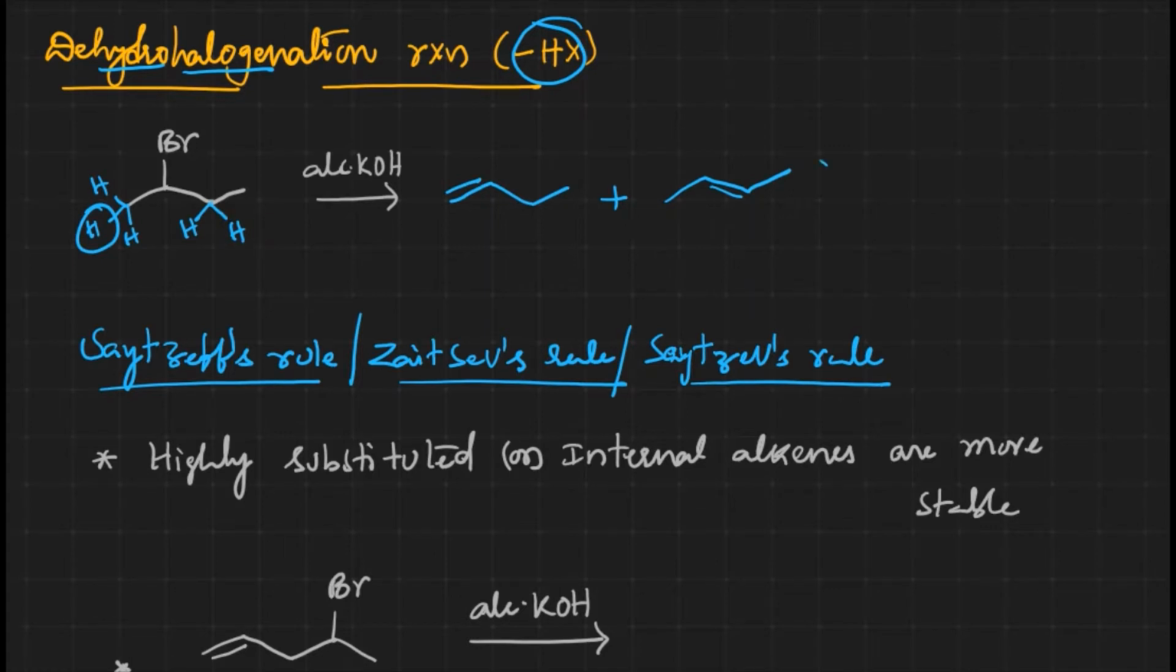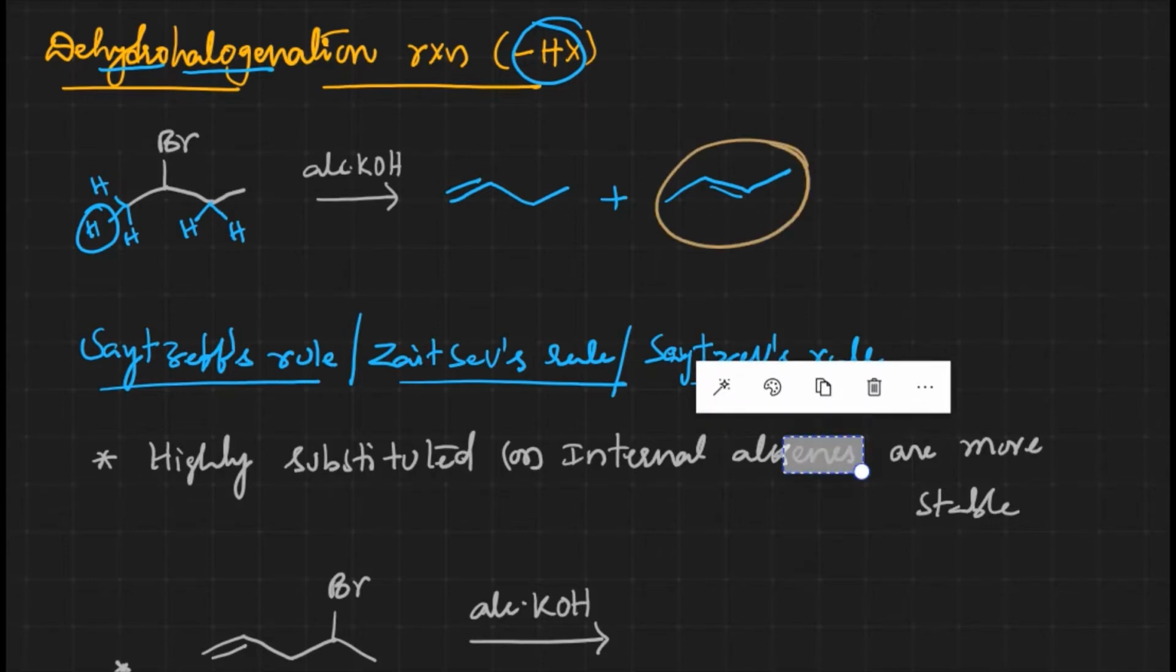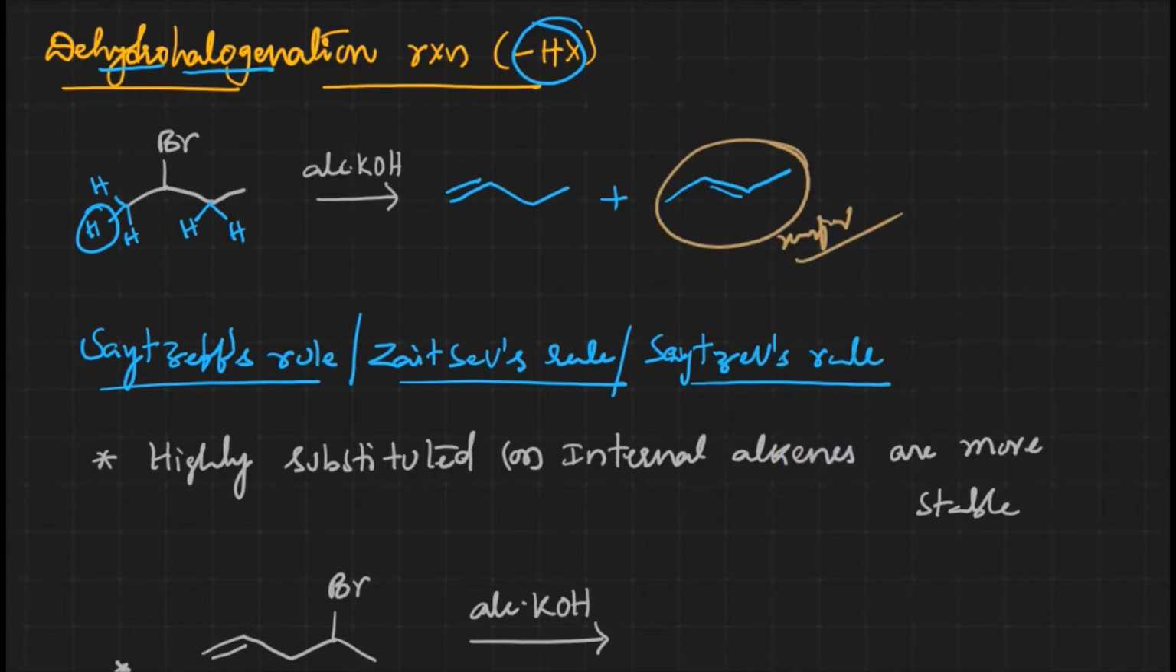Now out of these two, which is going to be the major one? We can't say simply. There is a rule which will explain which is going to be the major one. We have seen the Markovnikov rule, anti-Markovnikov rule, and all those things. Similarly here we have certain rules which tell us which is going to be the major product for the reaction. For this reaction, this is going to be the major one. How is this going to be the major one?